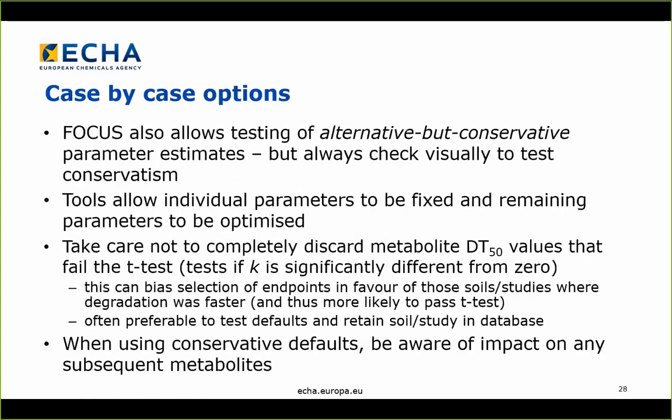FOCUS also allows you to test alternative but conservative parameter combinations, but recommends that you always check visually to test conservatism. And the tools that we have allow individual parameters to be fixed and remaining parameters to be optimized. So in Model Maker, where you have that little tick box to say which parameters do you want to optimize, if you want to keep a parameter fixed, set that parameter to the fixed value that you've chosen and make sure you deselect the optimization button. And it will just keep it fixed. And it's a very similar process in Cake, which we'll come to in workshop 3.